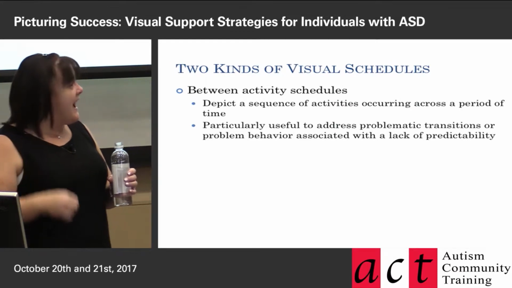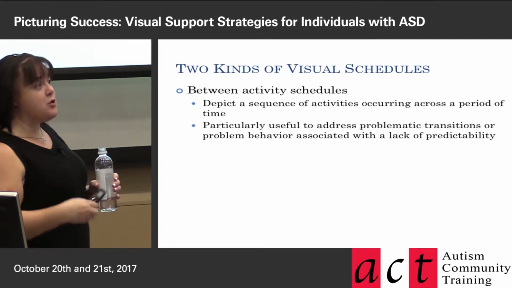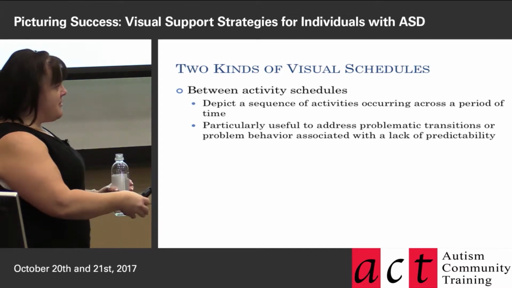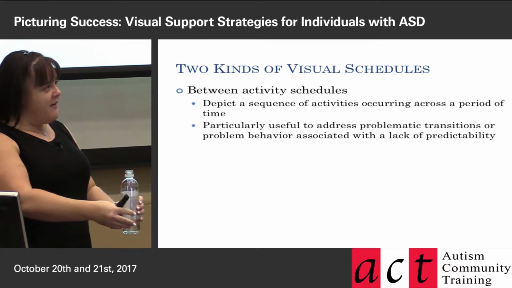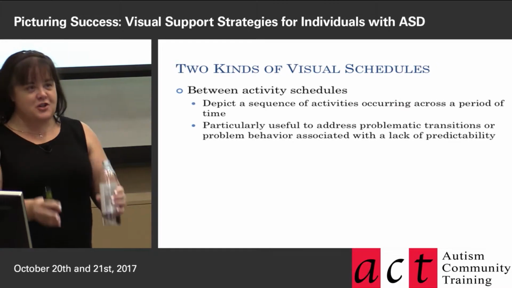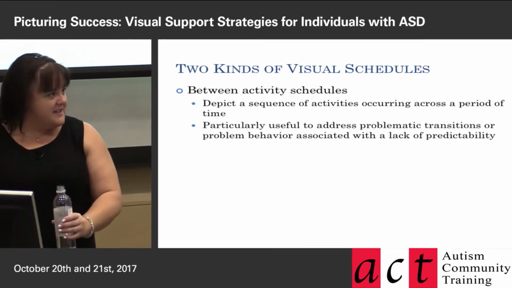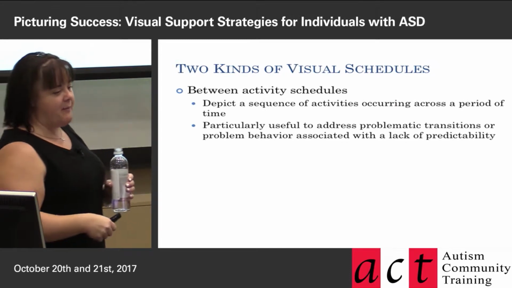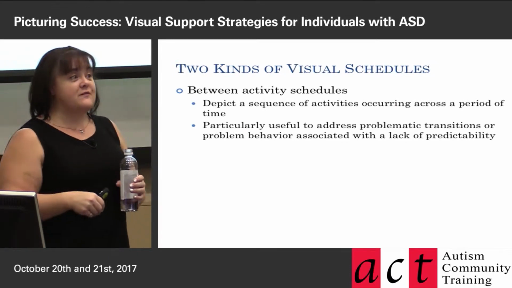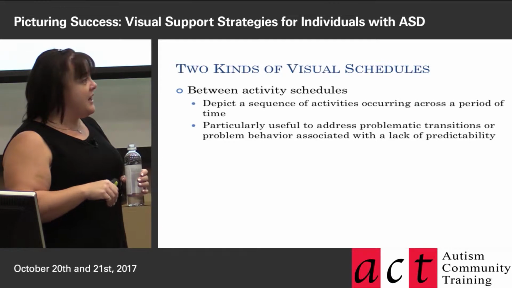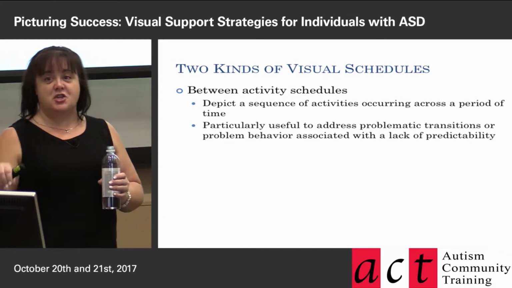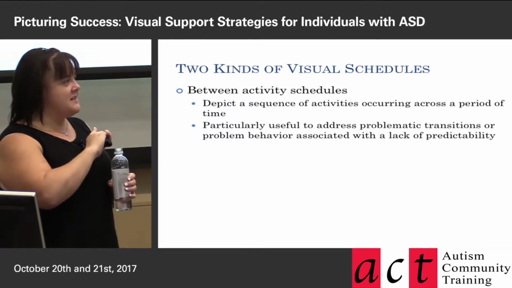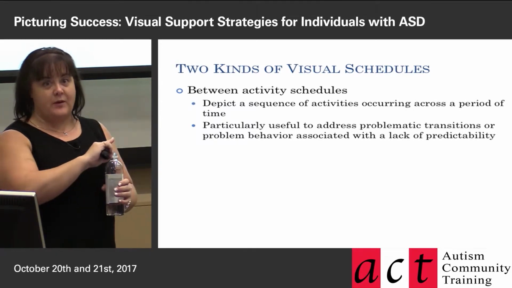There are two main kinds of visual schedules. One is a between activity schedule. This is the traditional, first you do your math, then you have computer time, then you do your reading, then we have recess, right? Here are the different activities that are going to happen. Really, really useful to use if you're supporting somebody who has problem behavior at transitions, then this is almost always one of my recommendations, is to put in a visual schedule if there isn't one already.